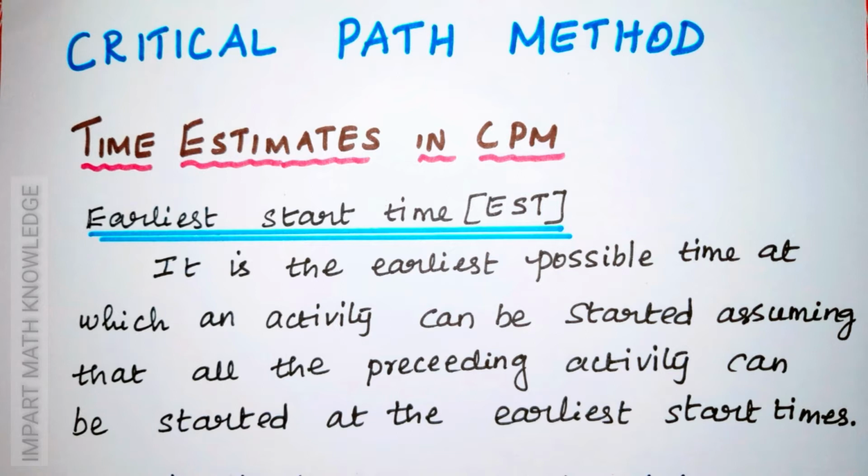This video is about time estimates in CPM. There are 4 time estimates: earliest start time, earliest finish time, latest start time, latest finish time.